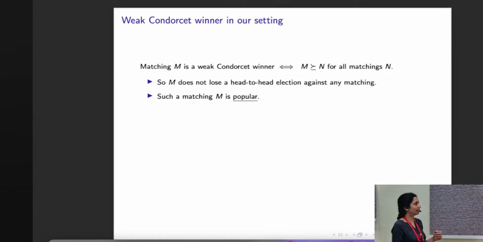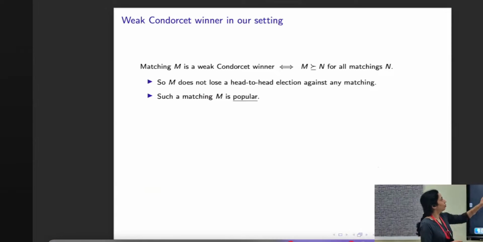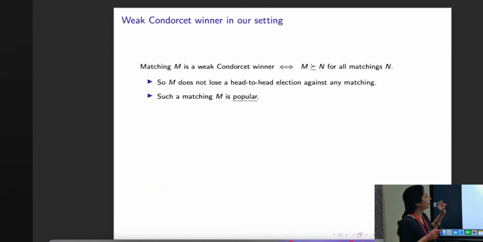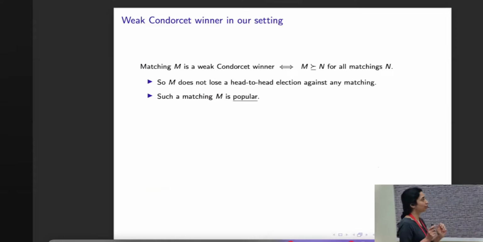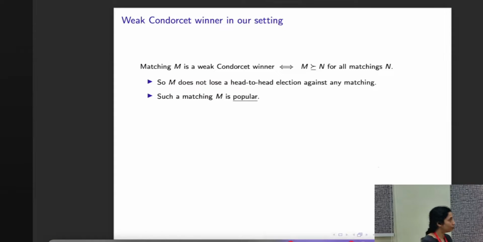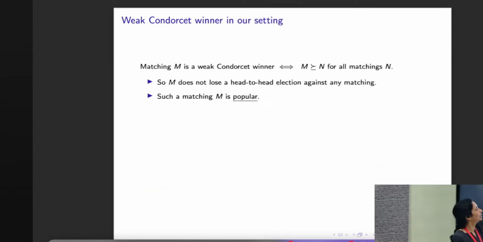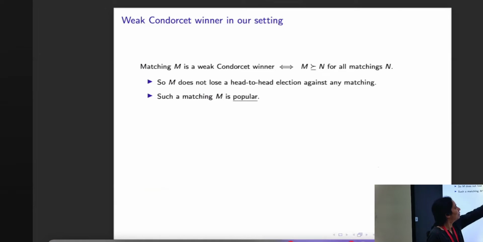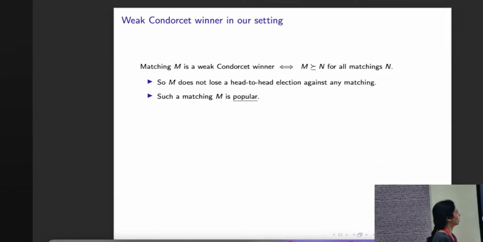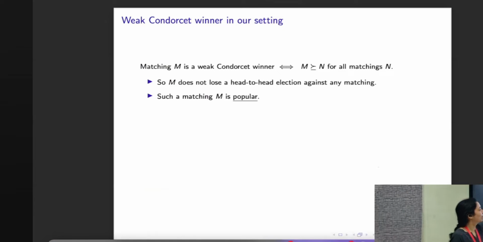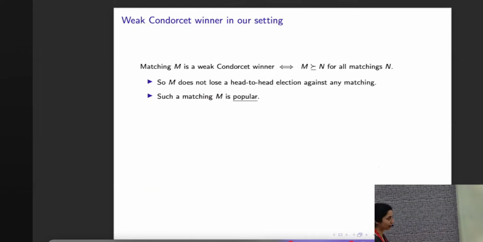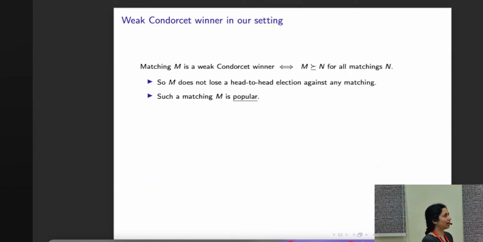Well, back in our setting of matchings, what we are talking about by saying let's hold head-to-head elections, our matching should not lose to anyone. What we wanted is a weak Condorcet winner. So we didn't want M losing to any other matching, and we in fact gave the name popular matchings to such a class of matchings. And as we saw in the example, it looks like popular matchings need not always exist.